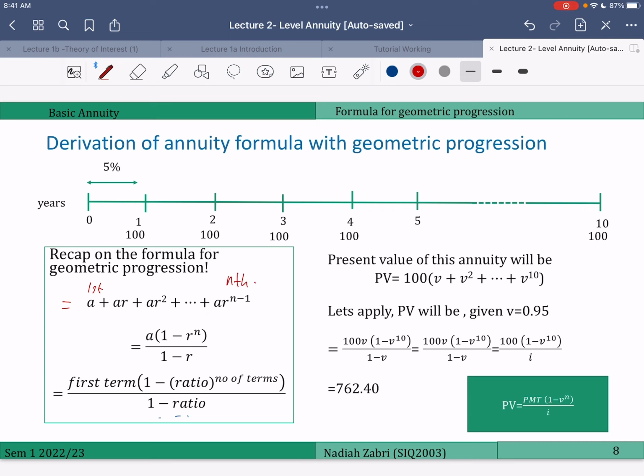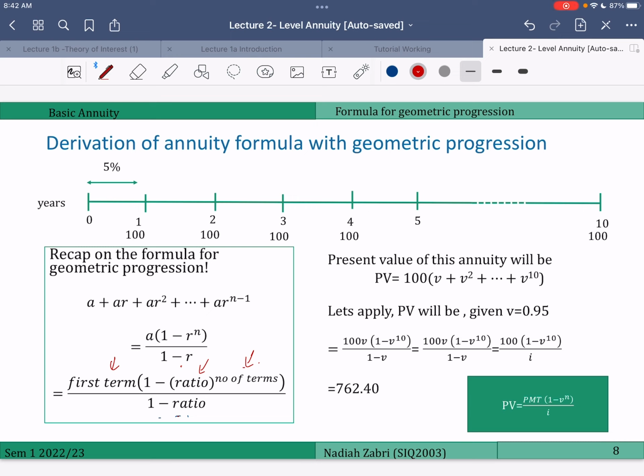Okay, to sum it up, this is the geometric progression formula. It is a, which is the first term, times 1 minus r, the ratio or common term, to the power of n, which is the number of terms, divided by 1 minus the common term. So if you see again, it will be as follows: first term times 1 minus ratio to the power of number of terms, divided by 1 minus ratio. Okay, hopefully that is not so hard to remember.